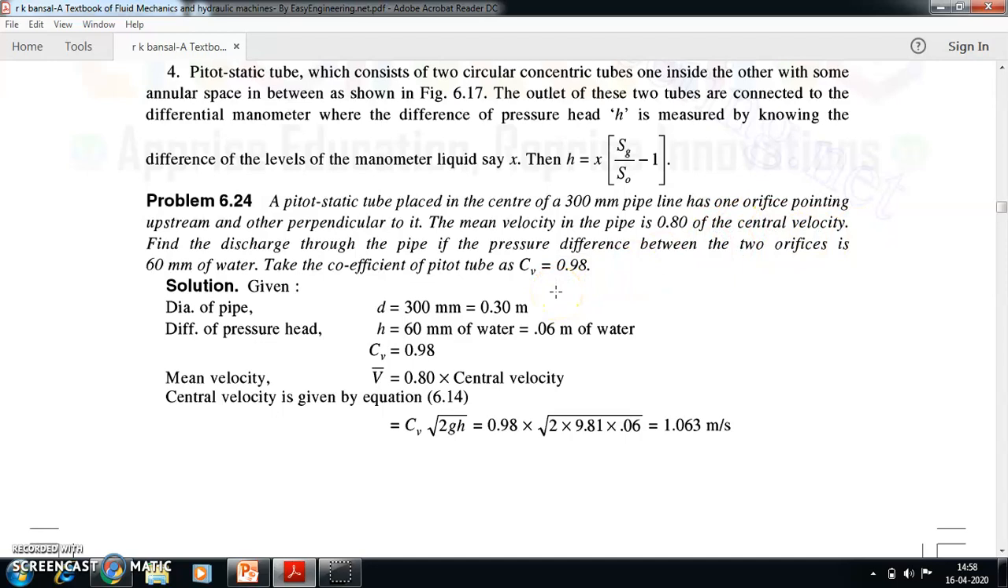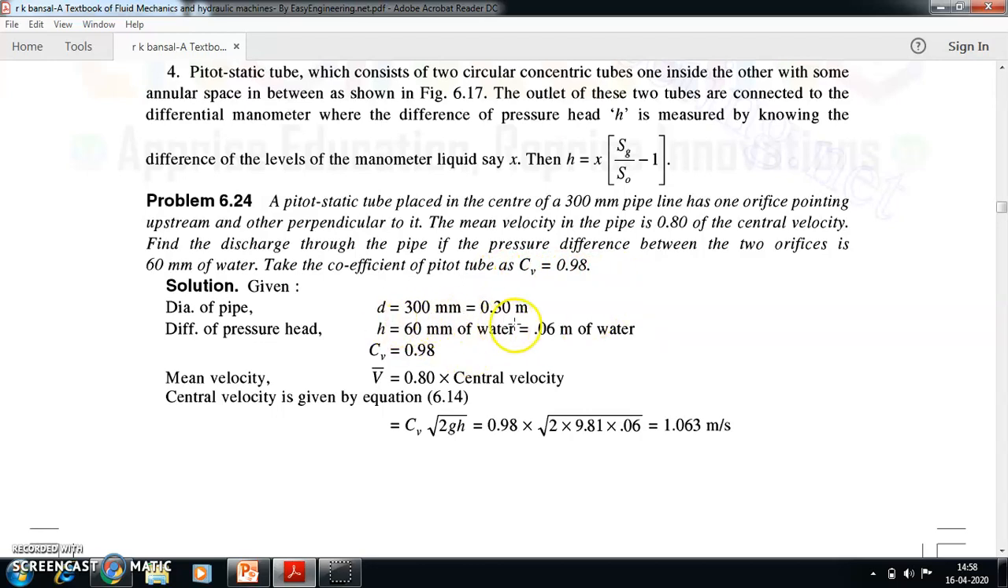So whatever velocity you get at the center, because the Pitot tube is placed at the center, you call that velocity the central velocity. That into 0.8, if you do, you will get the mean velocity. Find the discharge through the pipe if the pressure difference between the two orifices is 60 millimeter of water. So the pressure difference is given to you, which is 60 mm of water. Take the coefficient of the Pitot tube, Cv, as 0.98.